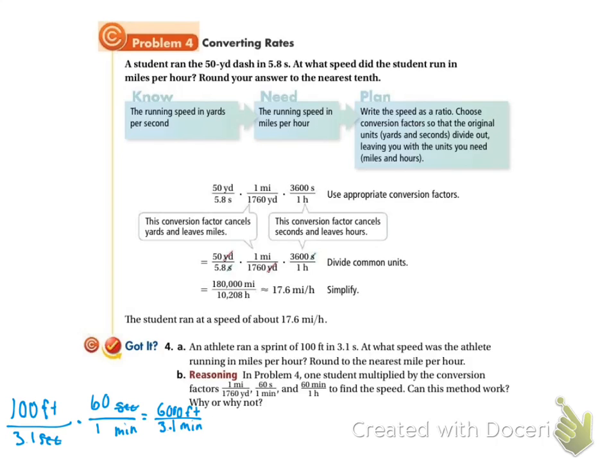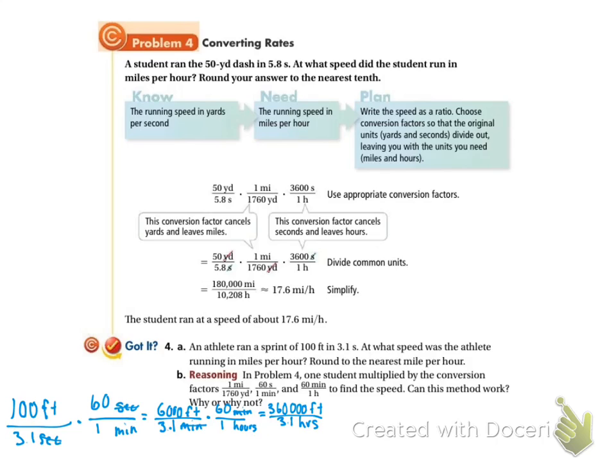Okay, now I'm going to go from minutes into hours. I want to get rid of minutes, and minutes is on the bottom right now, so I'm going to put minutes on the top. And I want to go into hours. 1 hour is 60 minutes. So my minutes are going to cancel off. I get 360,000 feet over 3.1 hours.